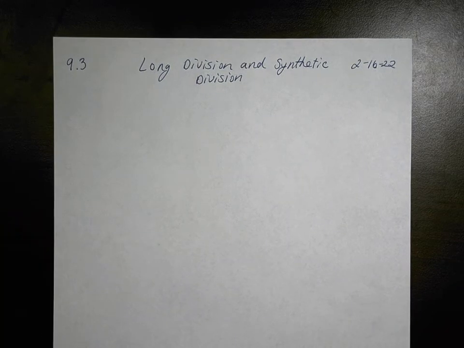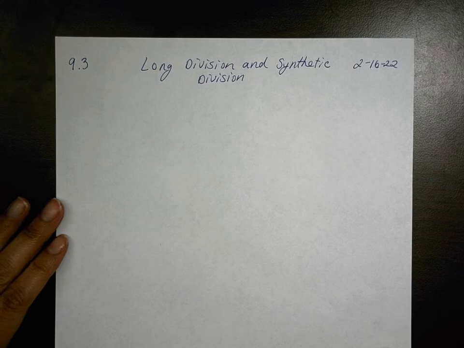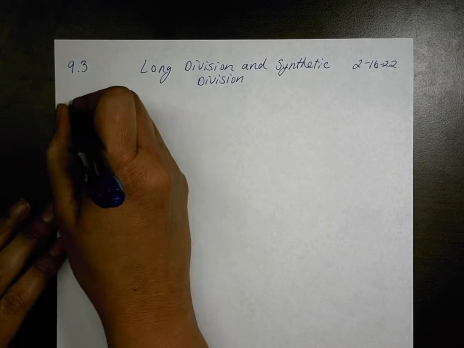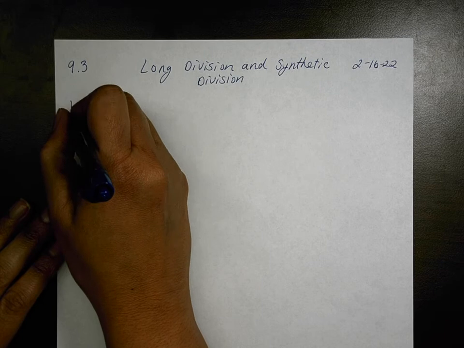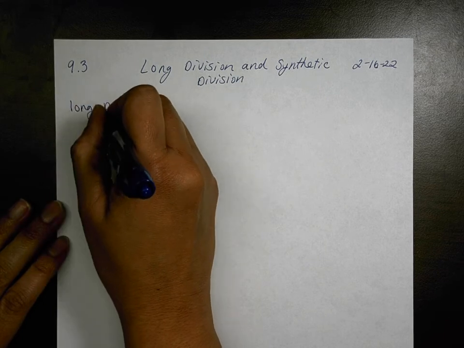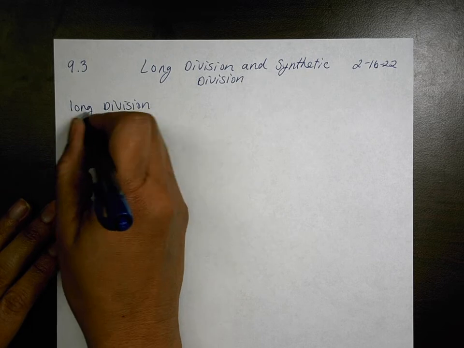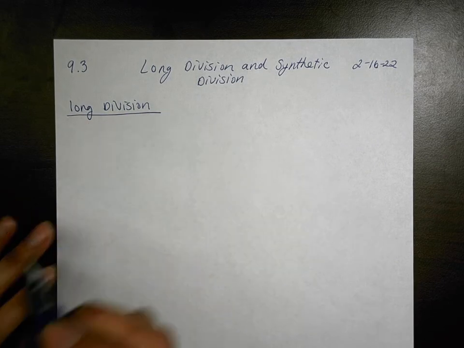This is Advanced Math 9.3 notes. That's Unit 9, Lesson 3. The title is Long Division and Synthetic Division. We are going to start off with long division, and then we will move on to synthetic division.